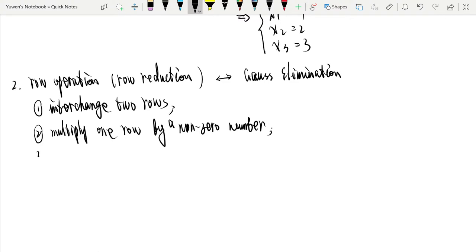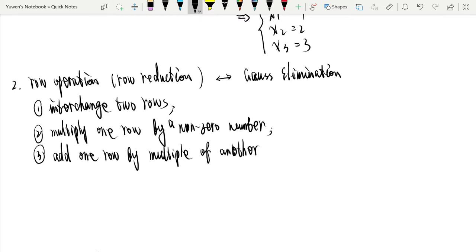And the third type of row operation is to add to one row a multiple of another row. That's the row operation for a matrix.